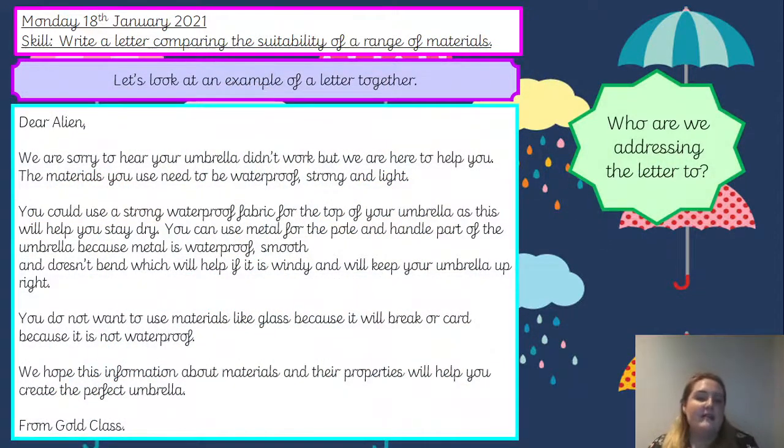When we're writing our example then, we need to think about a couple of things. So who are we addressing the letter to? Turn to the person next to you. Who are we writing this letter to? Okay, well done. Dear Alien, we are writing it back to our alien friend.